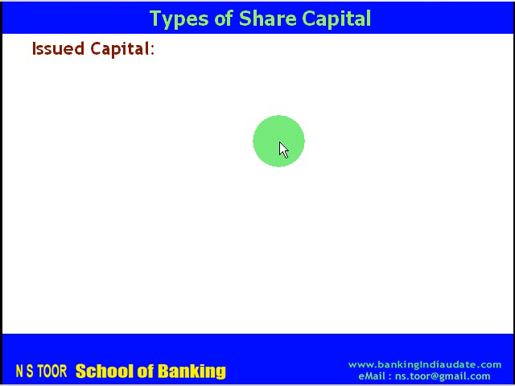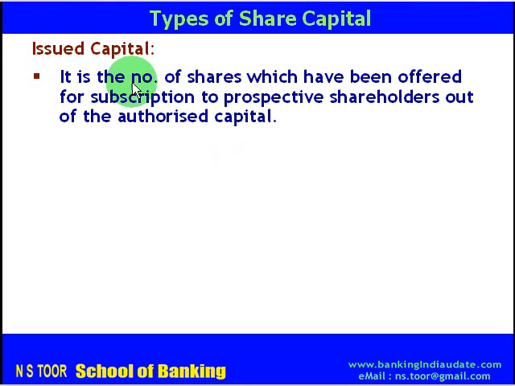Issued capital. Issued capital is the number of shares which have been offered by the company for subscription to prospective shareholders out of the authorized capital. So whenever the company wants to raise capital, it will go to the public, to prospective shareholders, and offer them shares for sale. That offer in terms of number of shares is called issued capital. So it is the number of shares which have been offered for subscription to prospective shareholders.